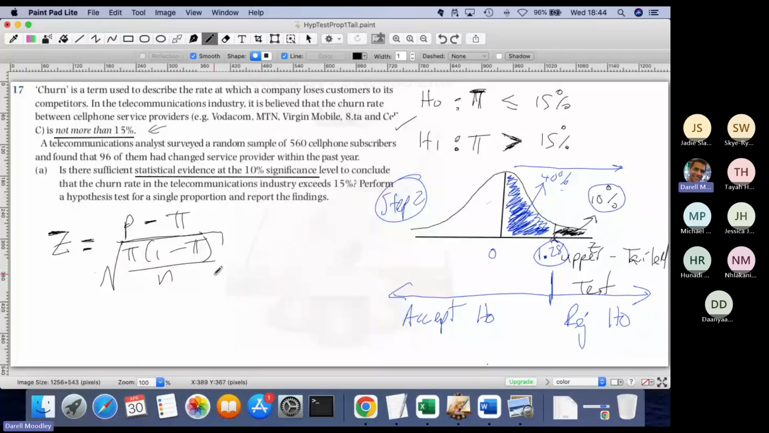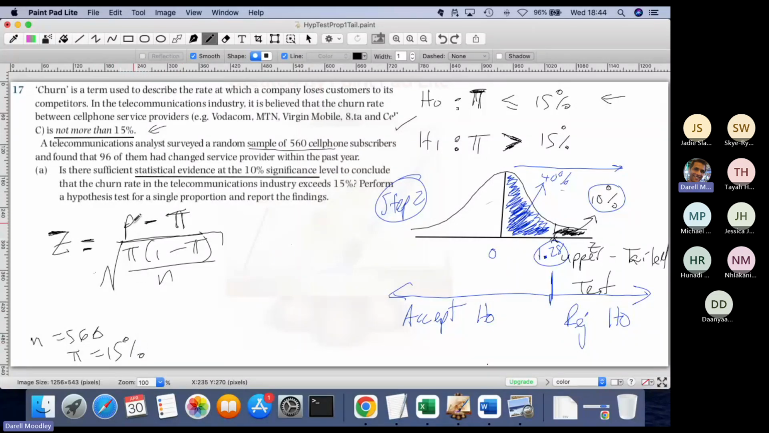Now you have the values for pretty much everything. If you read the text, your sample size is 560. So your n is 560. The value for pi is what is in your step 1. What are you testing for? 15%. So for pi, you use 15%.